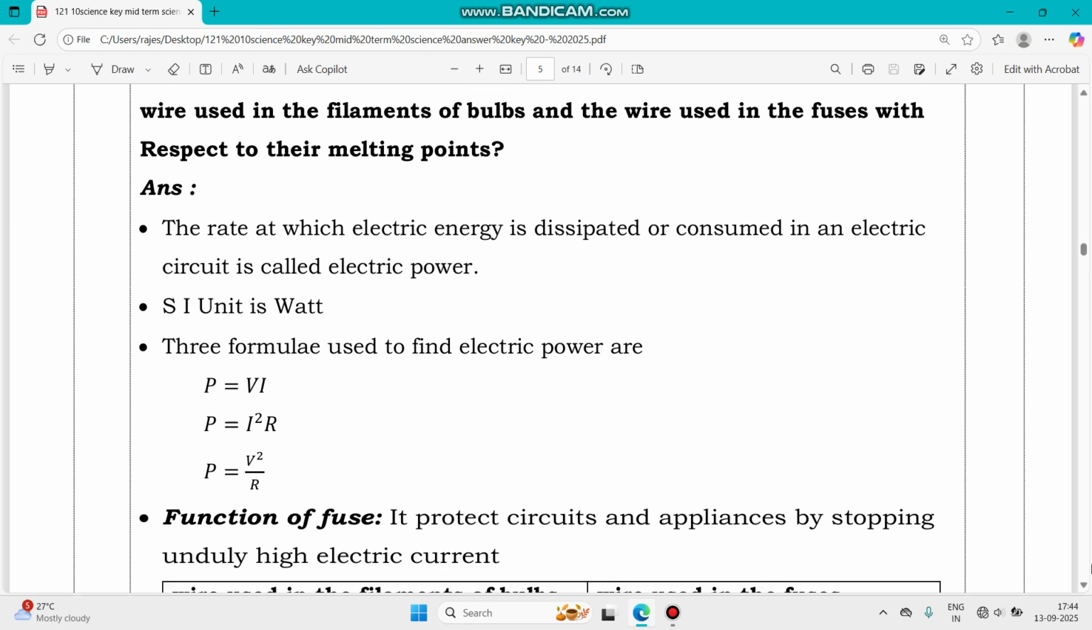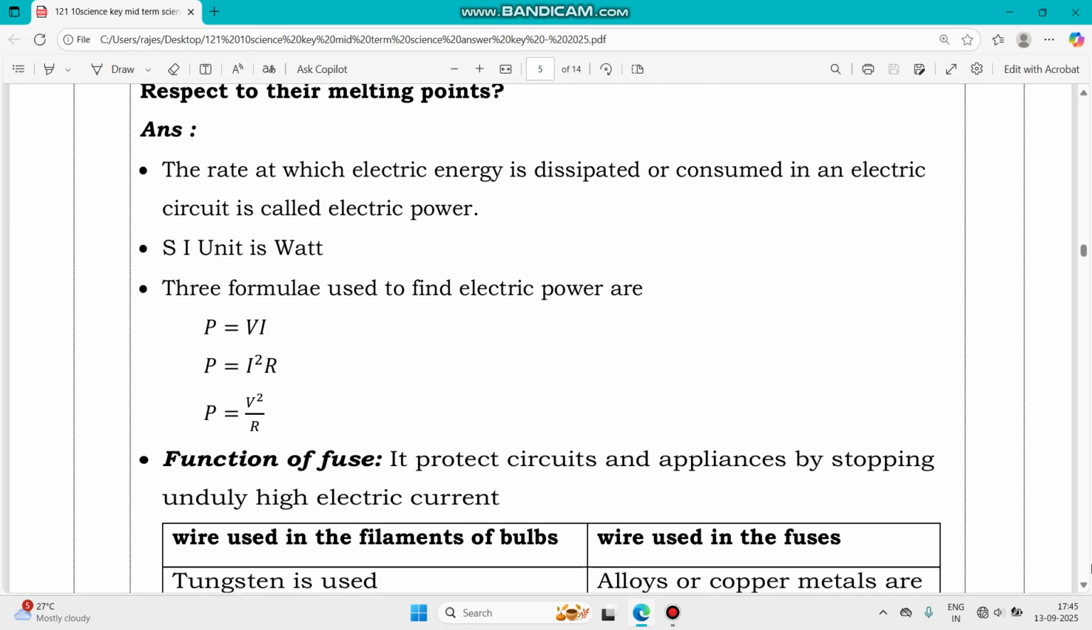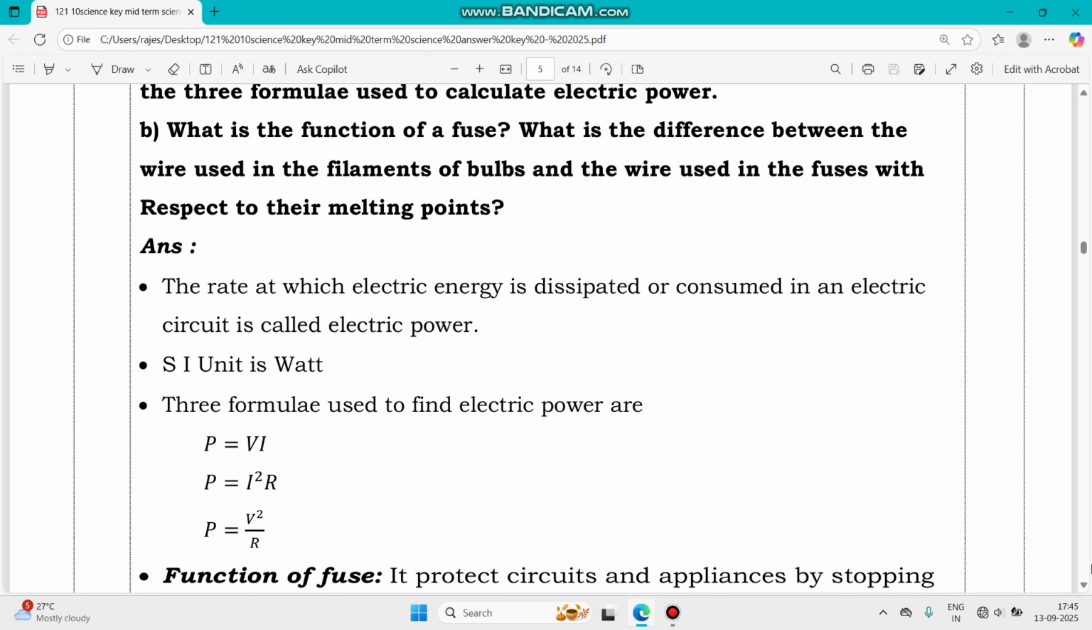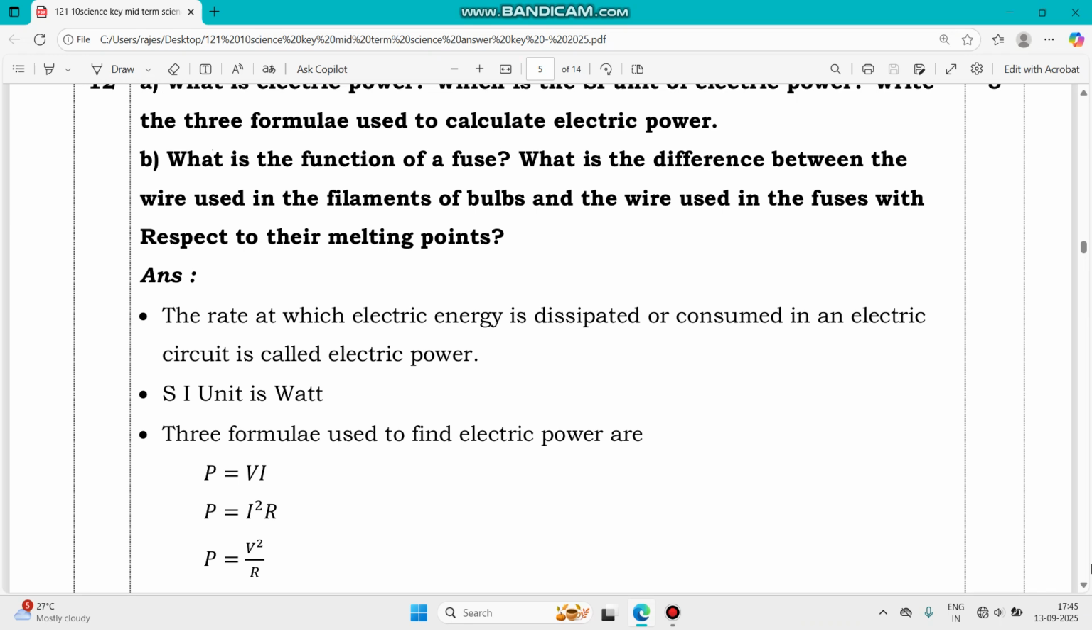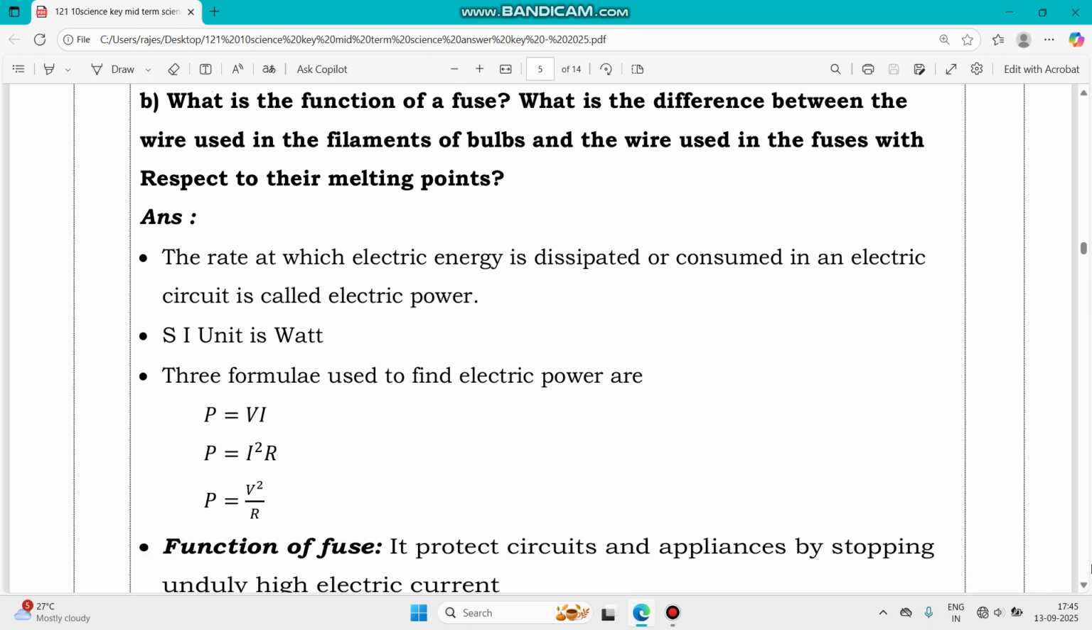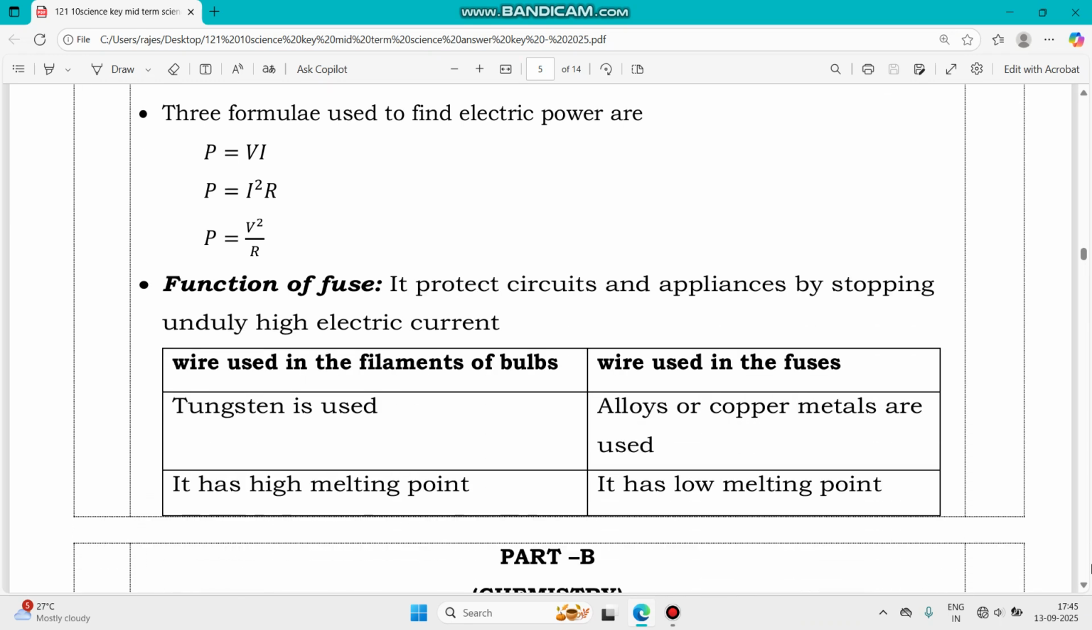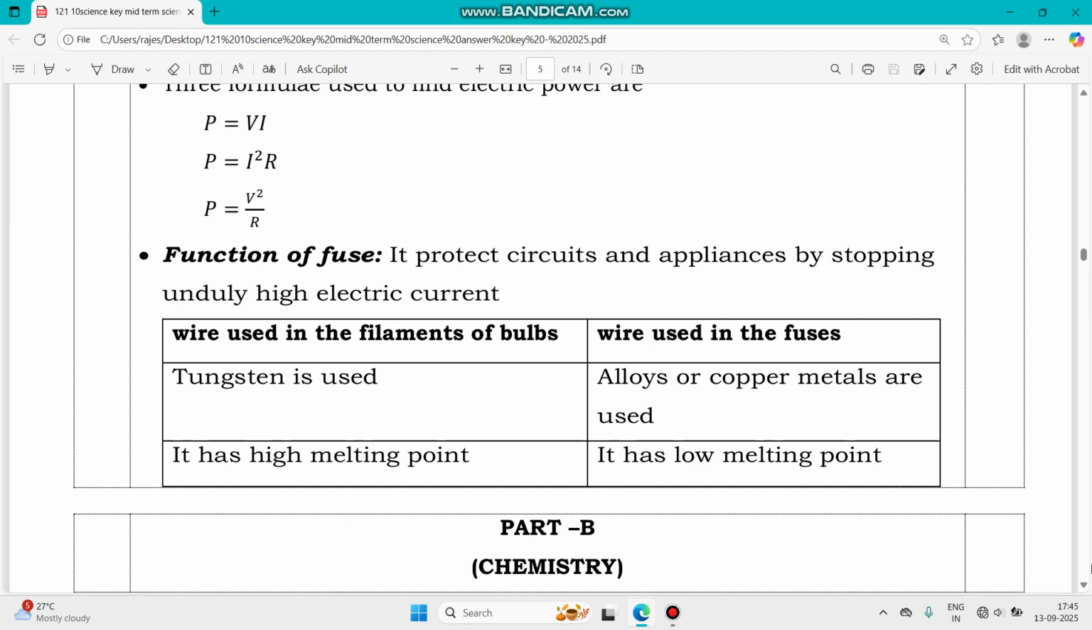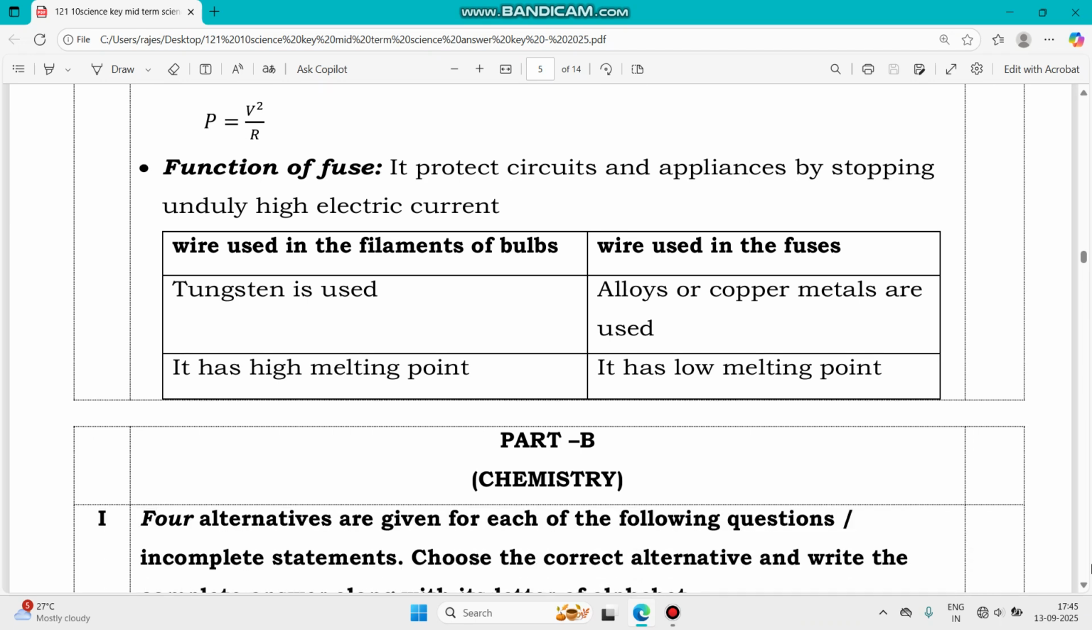What is the function of a fuse? So you are seeing the fuse applications. Then what is the difference between the wire used in the filament of a bulb and the wire used in the fuse with respect to their melting points? So the wire used in the filament of a bulb is tungsten. The wire used in fuses is an alloy or copper metals. Tungsten has a high melting point, while the wire used in fuses has a low melting point. Yes, this is the answer.